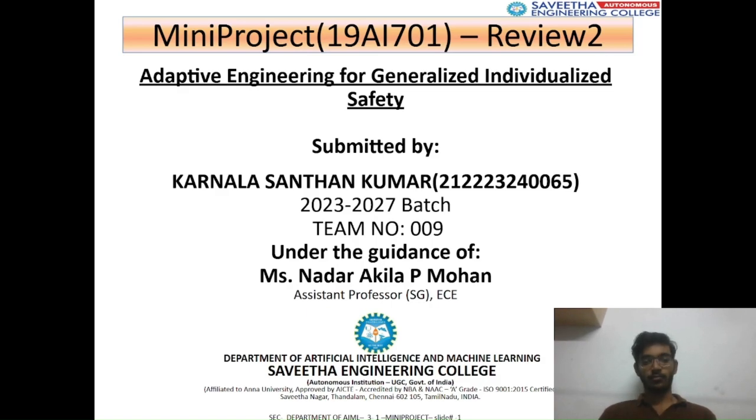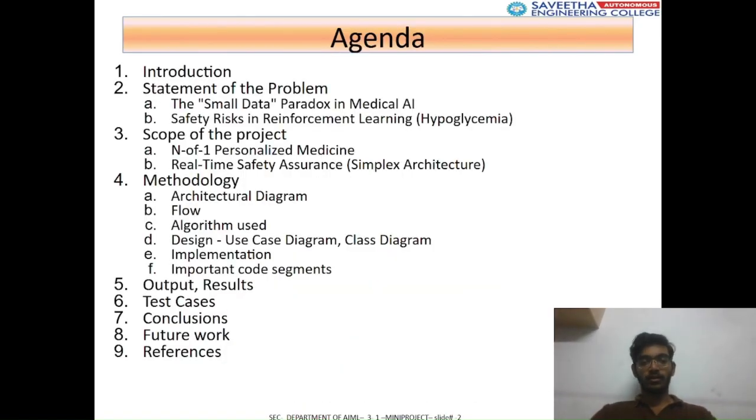Today I'll be explaining my mini project, Adaptive Engineering for Generalized Individual Safety. Let's begin. The main agenda of this project is to solve the small data paradox in medical AI and to improve safety by reducing the risks in reinforcement learning, which is a common problem faced in type 1 diabetes hypoglycemia.